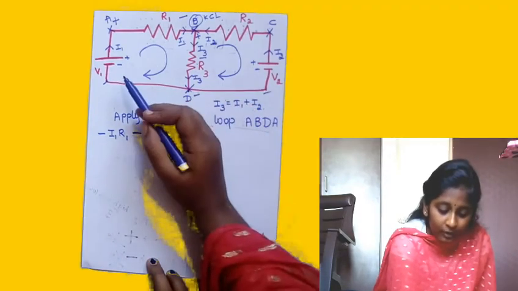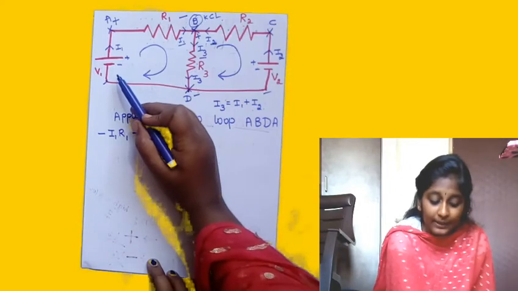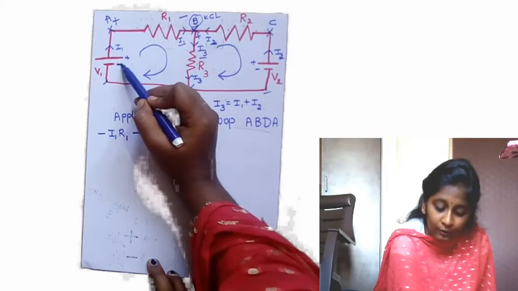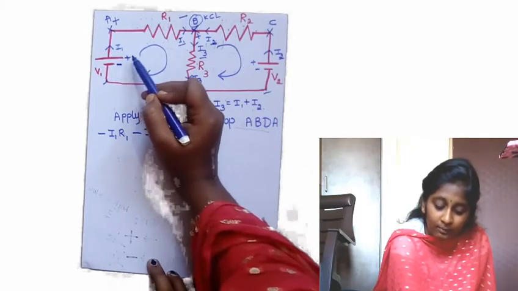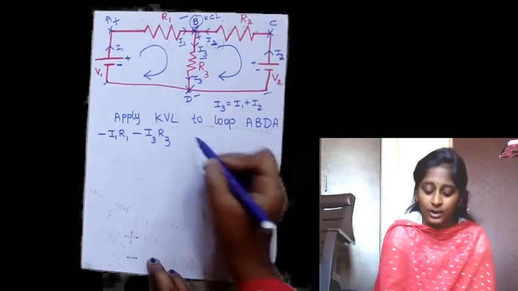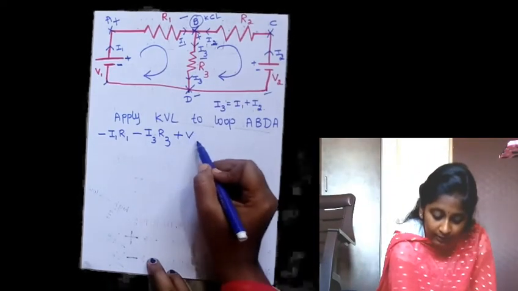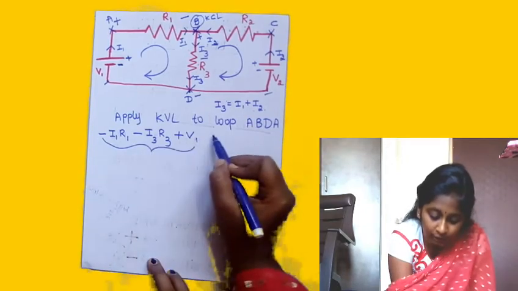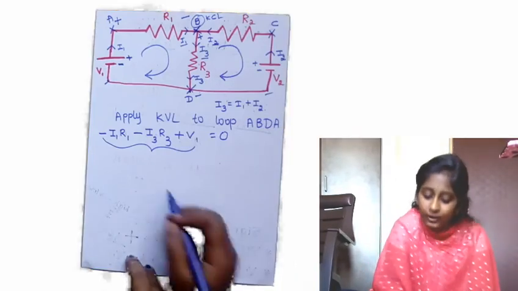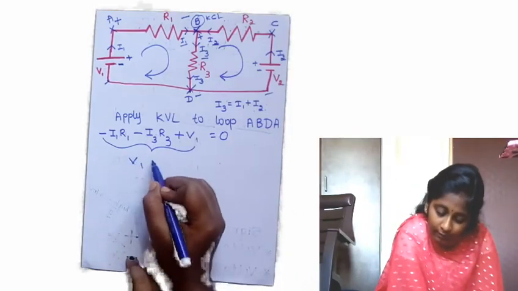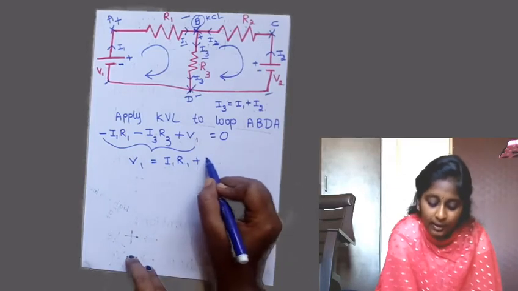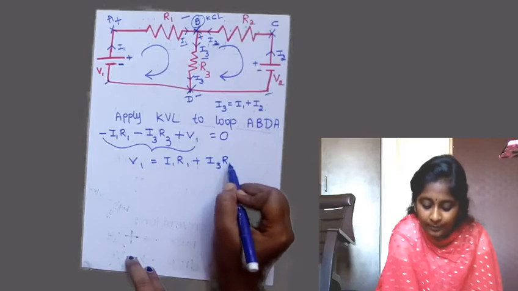After R3, we come across the next network element, that is V1 voltage. We are moving along from negative to positive. That means the voltage rise. Voltage rise is to be taken as positive, that is plus V1, and all these sum should be equal to 0. After rearranging these terms, V1 is equal to I1 R1 plus I3 R3.